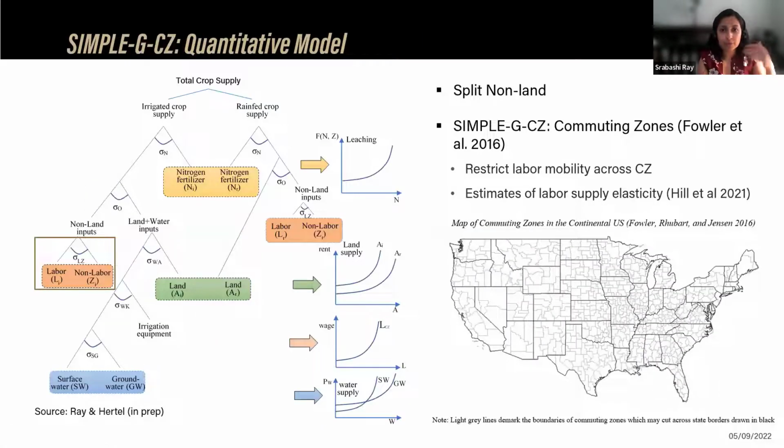So we propose a Simple G commuting zones model, which builds upon the Simple G model previously published in Baldos et al. 2020. In there, we disaggregate labor and non-labor inputs, and we impose a commuting zone structure to build in some immobility in labor, contrasting previous work where labor mobility is considered to be perfectly elastic.